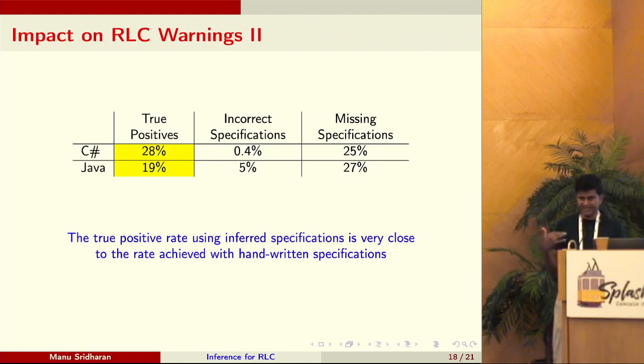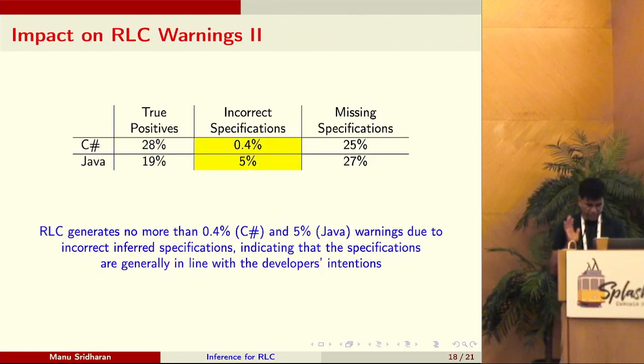Finally, I wanted to talk about the warnings. We triaged a sample of the warnings and tried to look at what was going on. So the true positive rate here is 28% for C#, 19% for Java. And this may not look very high, but it's very close to what we saw in previous work. And without getting into details, if you look at most tools out there, they don't do much better than this. The percentage of incorrect specifications was quite low.